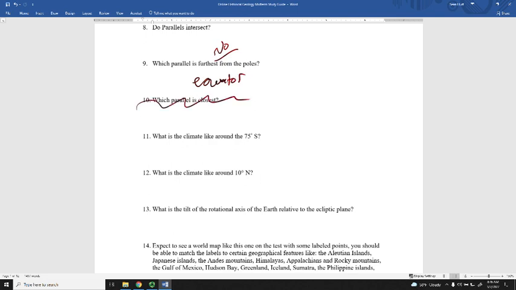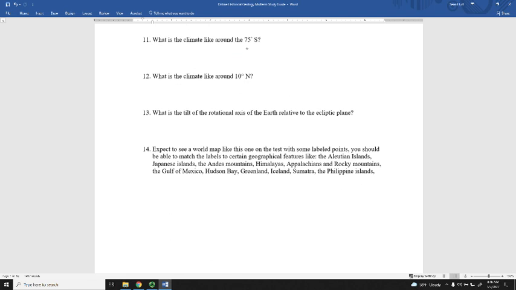Now, I'm not going to ask that question. You should know how climate changes according to latitude, because that comes up a lot in this class. So 75 degrees south, that would be very far south. Anything that's greater than 66.5 degrees, north or south, is going to be cold, okay? And that's a polar climate. And anything that is less than 23.5 degrees north or south, that's going to be hot. It's a tropical climate, okay?